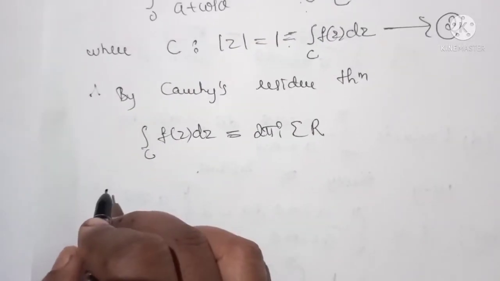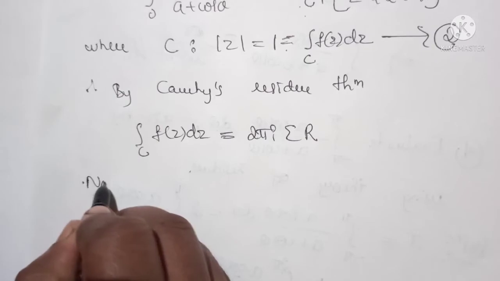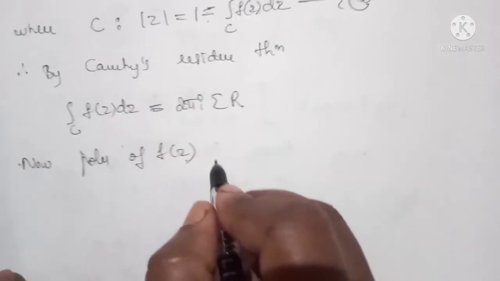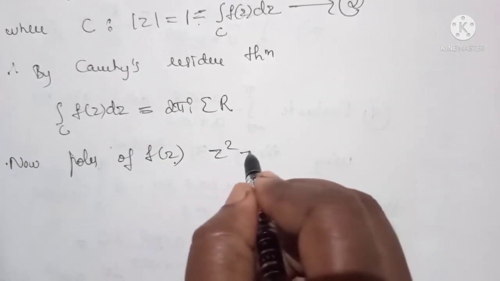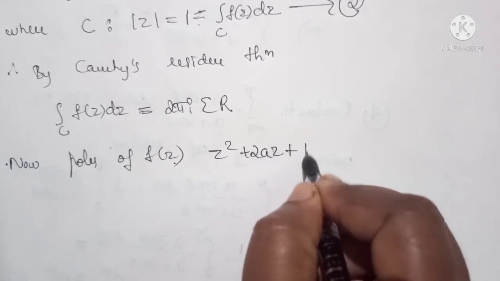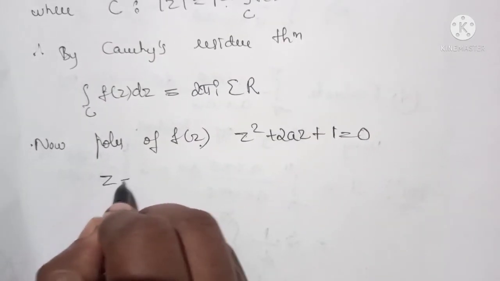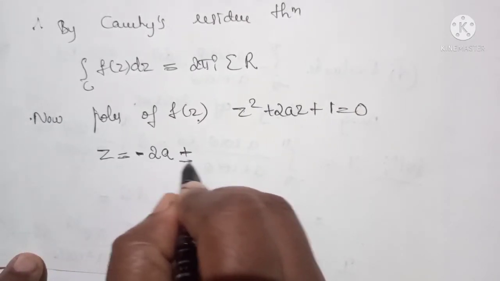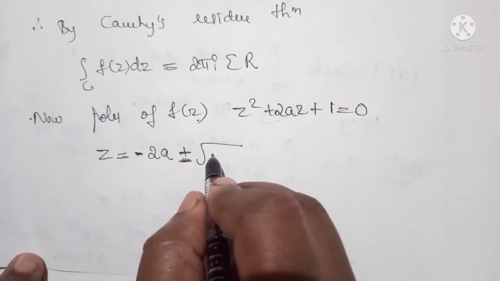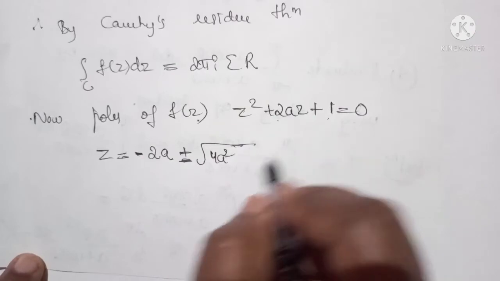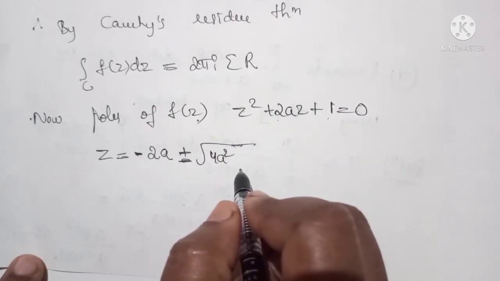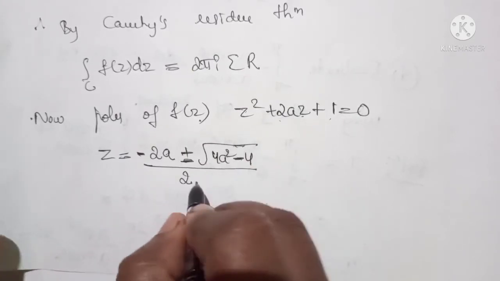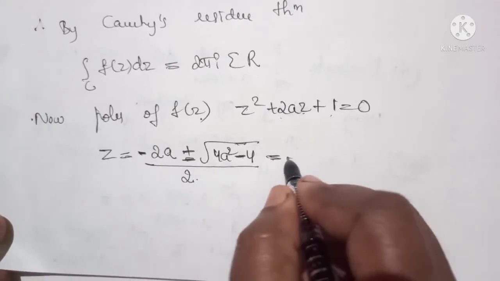So now we find the poles. Poles of f(z) are found by equating the denominator to zero, that is z² + 2az + 1 = 0. We get z = (−2a ± √(4a² − 4)) / 2, where 4ac means 4, divided by 2a, which is 2 or −2.